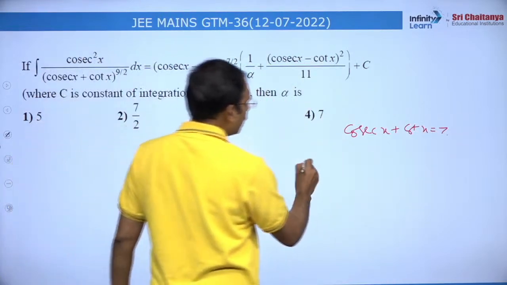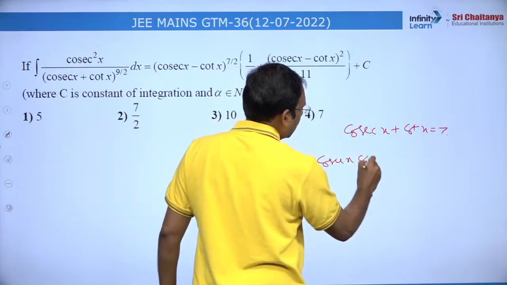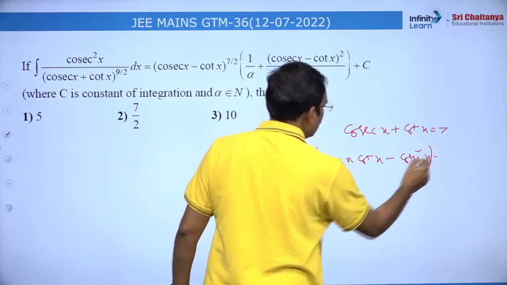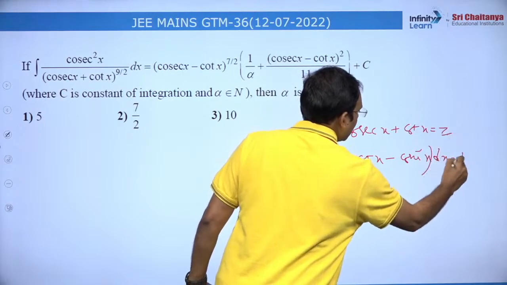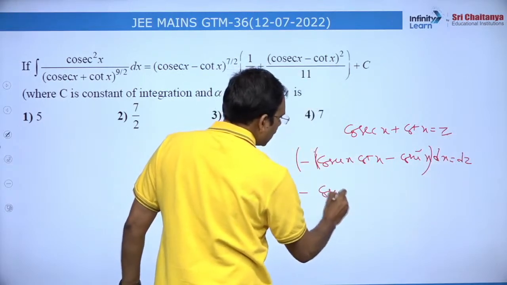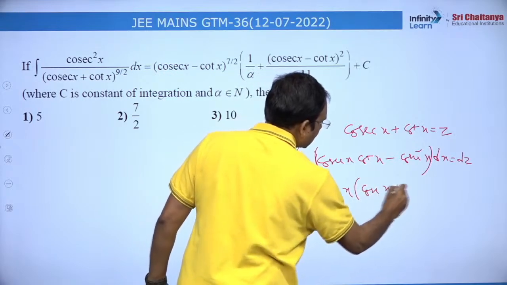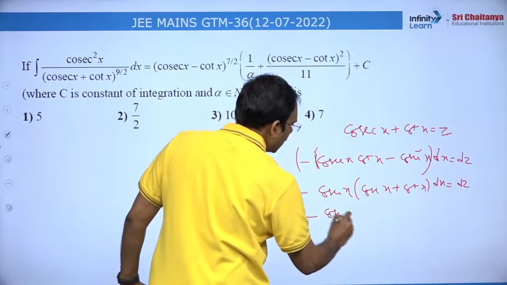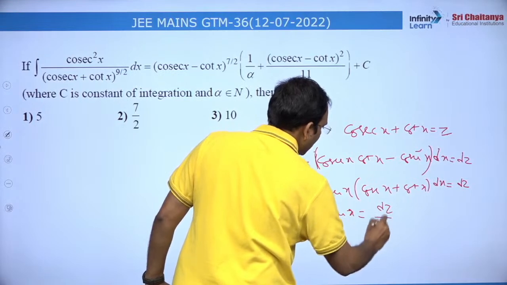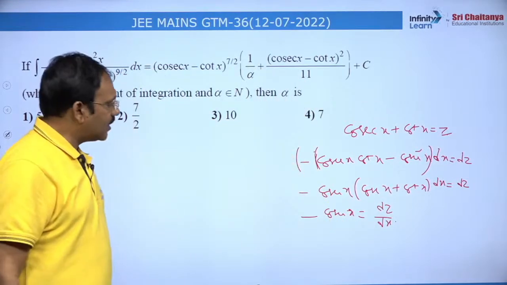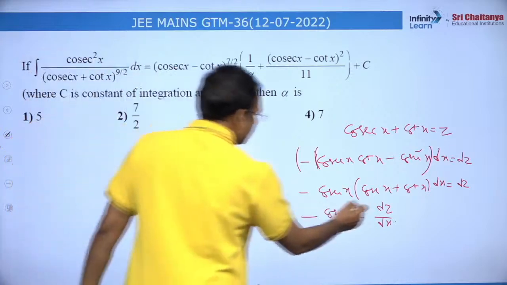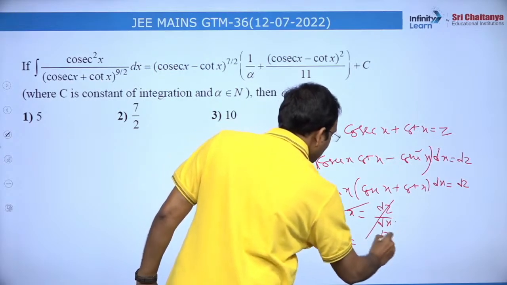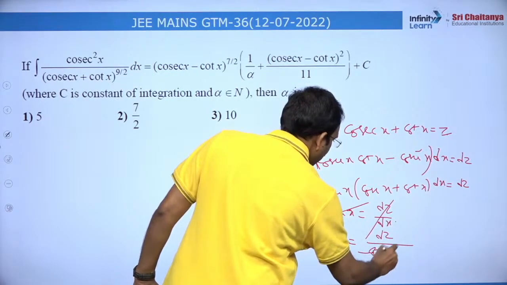So that its derivative is minus cosecant x cot x minus cosecant square x, into dx. Of course, into dx is equal to dz, if you take it as z. You can take minus cosecant x common, my dear friends. You will get cosecant x plus cot x into dx is equal to dz. So minus cosecant x times z you can write as dz by dx, or dx you can write as dz by minus cosecant x into z.